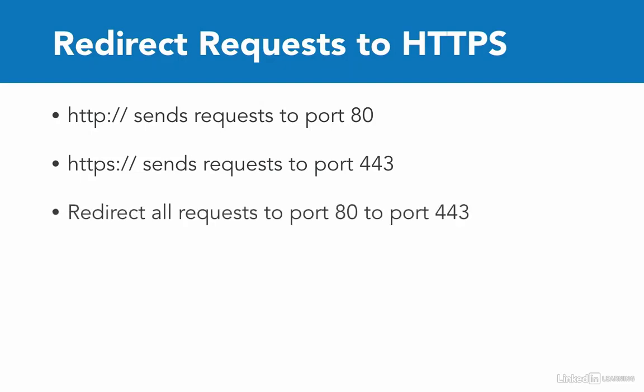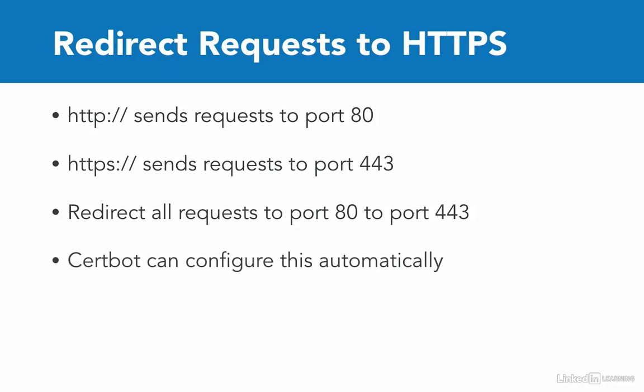What we need to do now is redirect all requests that come into port 80 to port 443, because we don't want them going to port 80 anymore, right? We're going to be using HTTPS all the time. Now, if you did this using certbot and Let's Encrypt, it can configure this for you automatically. It's one of the steps that it asks you in the process. It says, hey, do you want to do this? Most times you want to say yes. You want to say, yes, please configure that for me, and it'll take care of it.